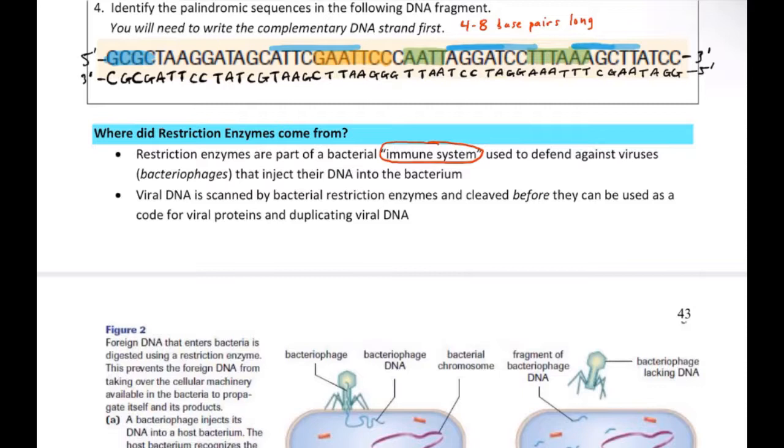So if they have a way to cut up sequences of DNA, then they're able to stop the viral DNA from being effective or being used at all because as soon as it enters the bacterium, it gets chopped up by these scissors. Now, each type of bacteria has a different set of scissors, so they can't cut every sequence known. They can just cut some sequences.